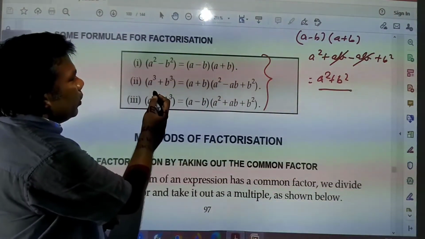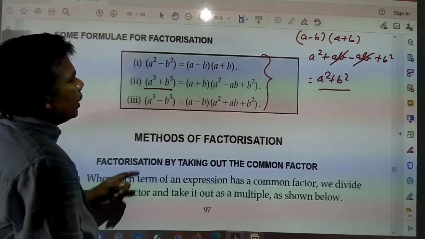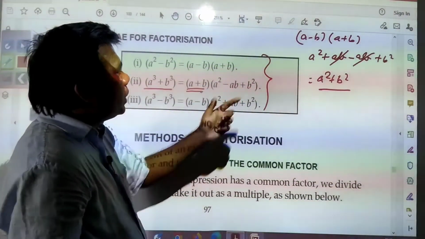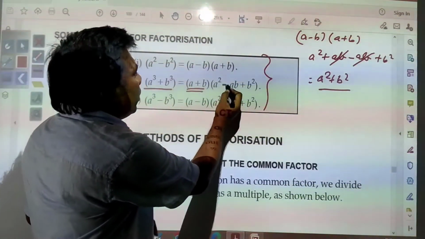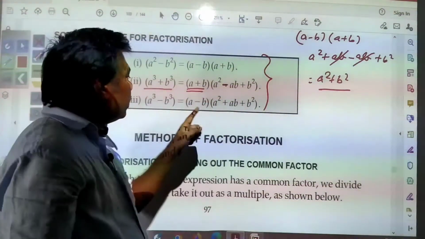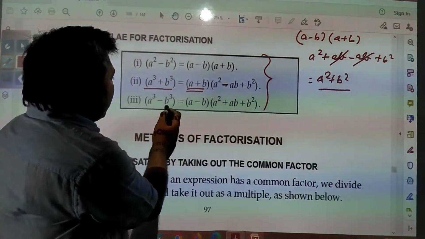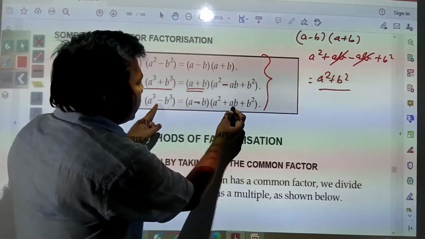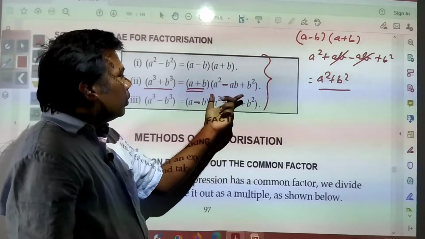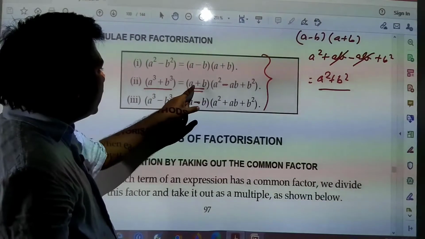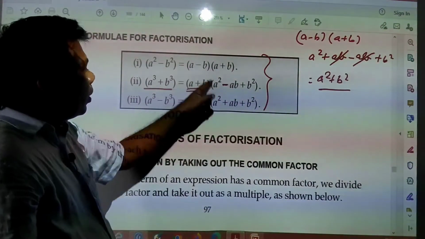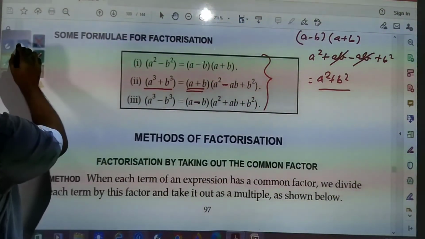Here you see how you will remember. A cube plus b cube is equal to a plus b, and a square minus ab plus b square. Here minus you need to write down, plus you have, here a square minus ab plus b square you need to write down. Here you have a cube minus b cube, here minus you will have, and here you will have plus. All will be in plus, a square plus ab plus b square. The difference is that in both the formulas, here you have plus, here you have minus, here you have minus, here you have plus. So this you need to remember. These formulas are very important for factorization.